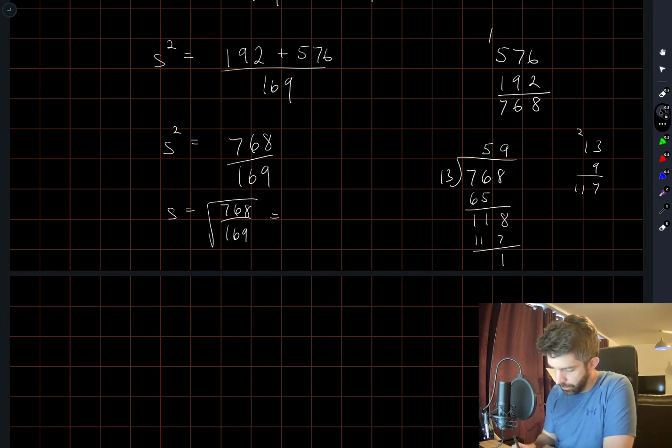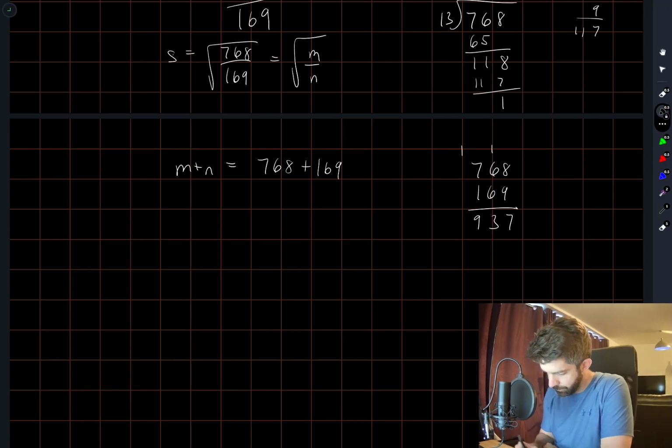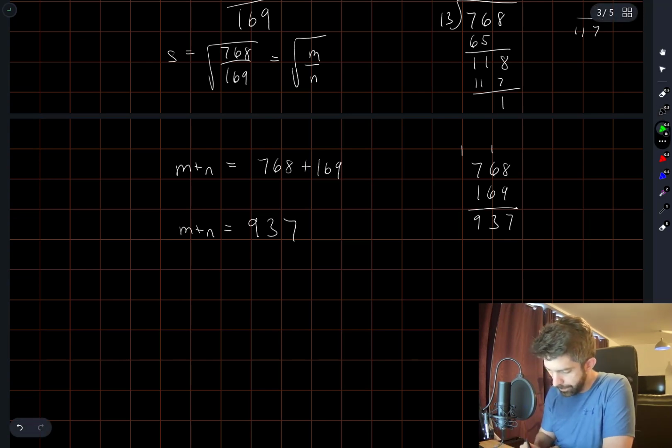And we're told that the side length is given as the square root of m over n. So now m plus n, I get 937 as the answer here.